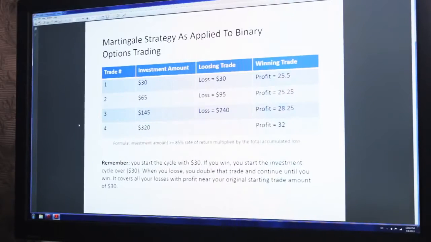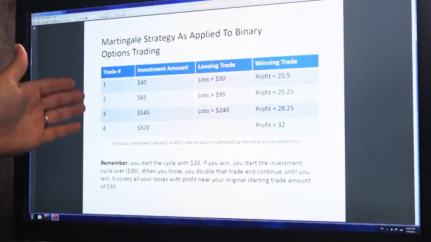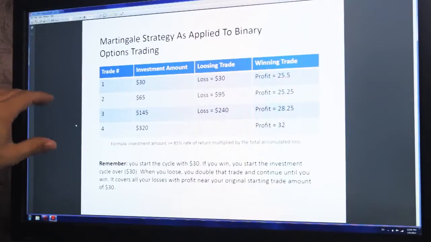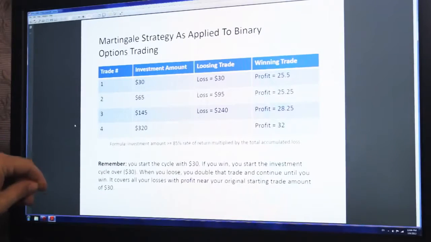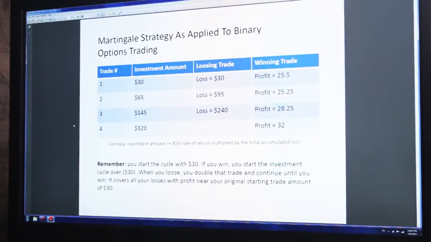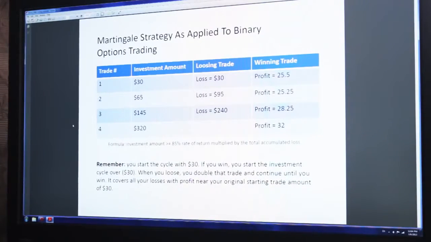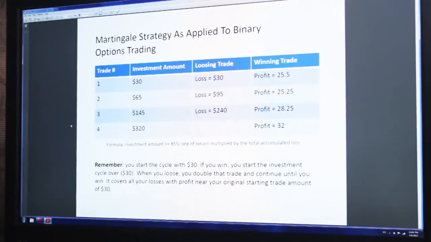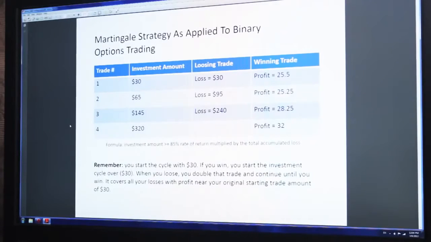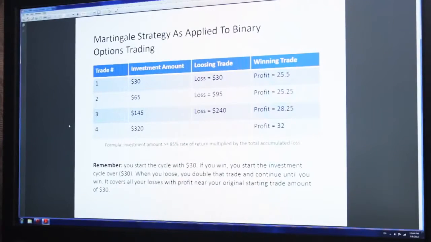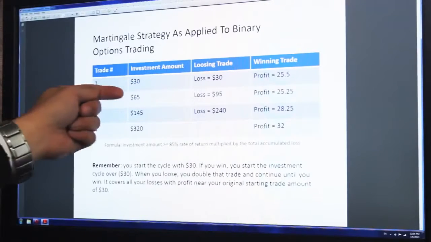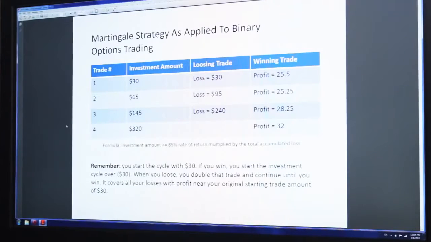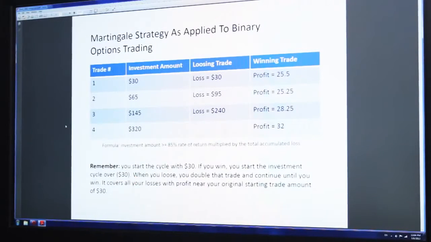So again, now our investment, trade number 2, $65. If we win, because I just want to go back a little bit to make sure everyone understands this. If we win, $65 times 85%, which equals $50. This new win, the $50 win, covers this, plus gives us a profit of $25.22. If we lost, we need to double again to cover our two losses. Our two losses would be from trade 2 and trade 1, which is $65 and $30. Now we would need to open a trade for $145.